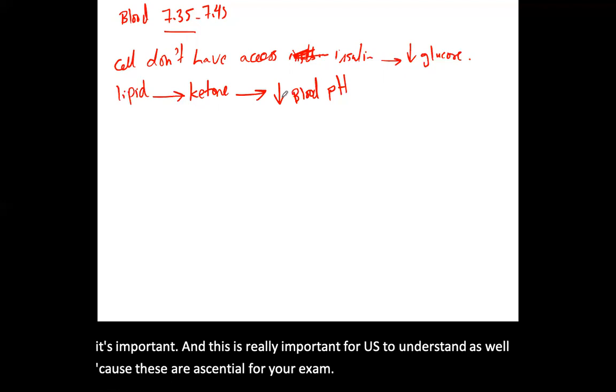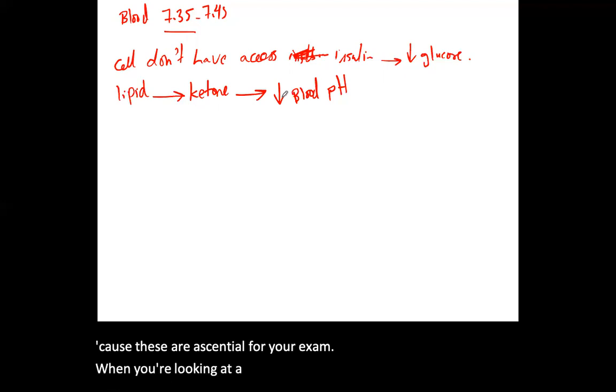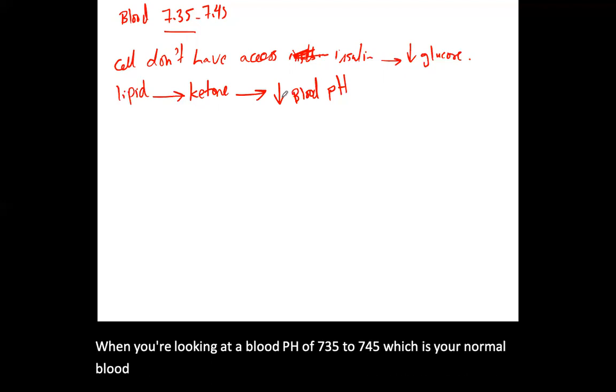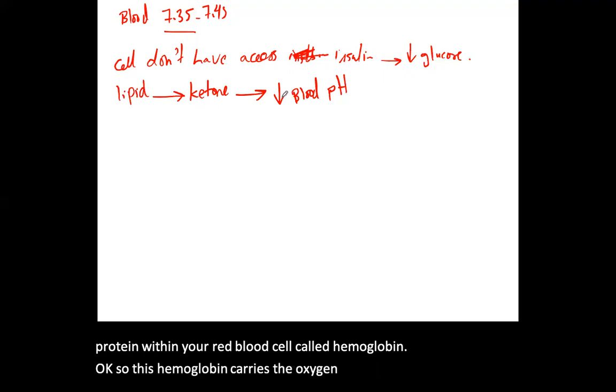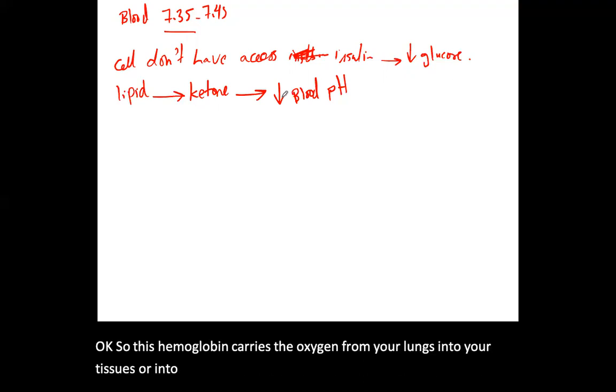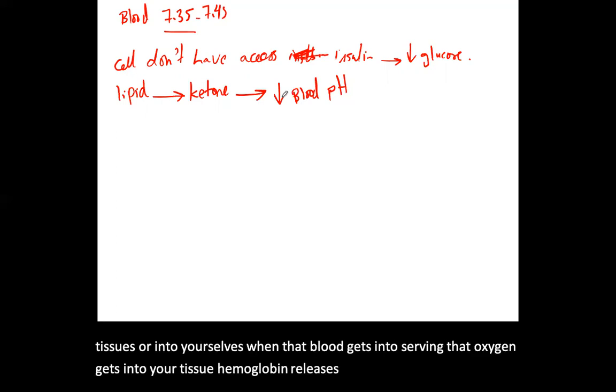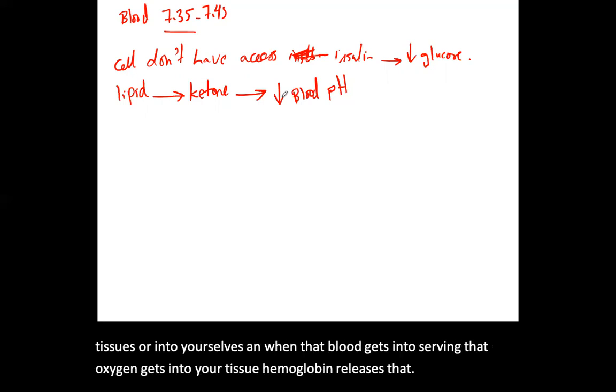When you're looking at a blood pH of 7.35 to 7.45, which is your normal blood pH, that allows the oxygen to be effectively carried by your protein within your red blood cell called hemoglobin. Okay, so this hemoglobin carries the oxygen from your lungs into your tissues or into your cells. And when that oxygen gets into your tissue, hemoglobin releases that oxygen to your tissue, and your tissues are happy.